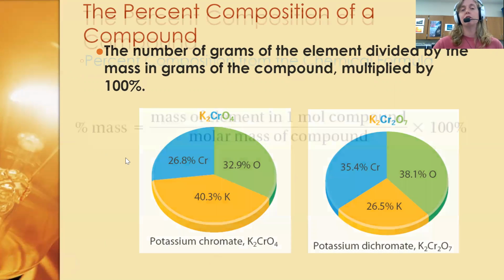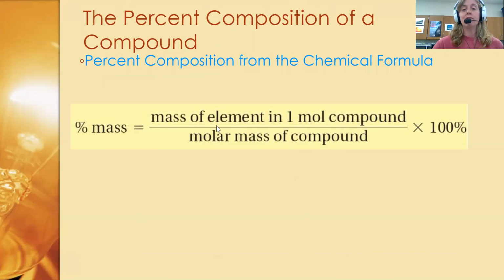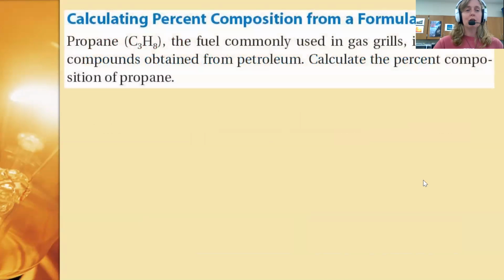Okay, so let's see how to actually do that. Percent by mass is the mass of the element in 1 mole of the compound divided by the molar mass of the compound. This is if you're doing percent composition from a chemical formula. So let's look at this. What if I have the formula for propane? I have the molecular formula of propane, the fuel commonly used in gas grills, one of the compounds obtained from petroleum. It's asking to calculate the percent composition of propane. When they ask you a general term like that, they want you to find the percentage of each element in the molecule. So we're going to find two percentages here, one for carbon and one for hydrogen.